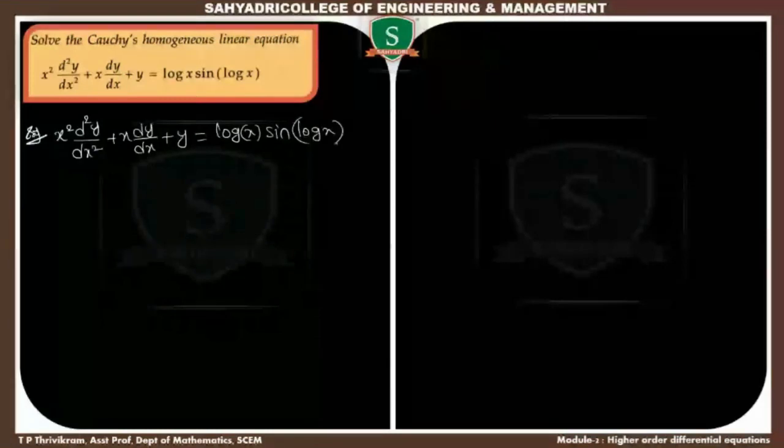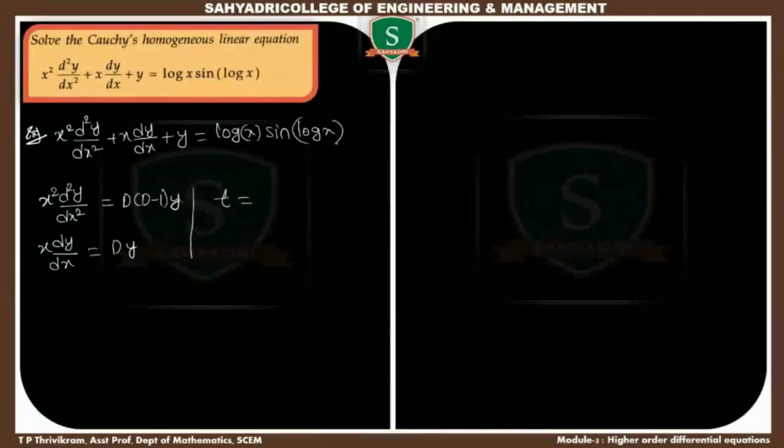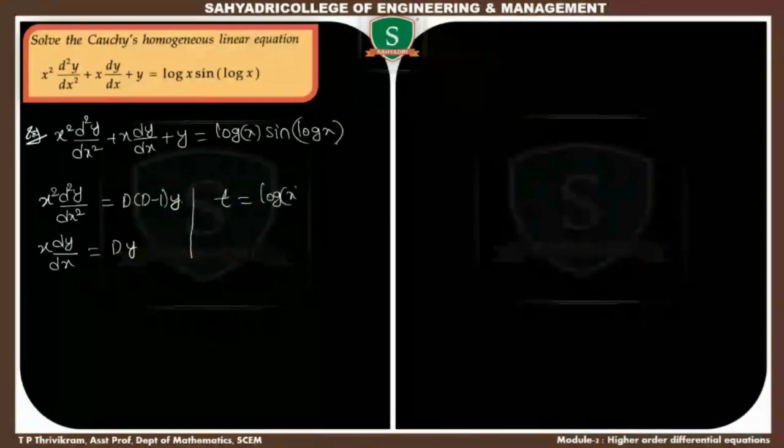Okay, so we'll substitute x square d square y by dx square as d into d minus 1, y. Similarly, x into dy by dx as dy. That's it. Only two terms are there having derivatives. Next, we'll take t is equal to log x, which implies e power t is equal to x. Okay, so we'll take all the substitution in this equation 1.